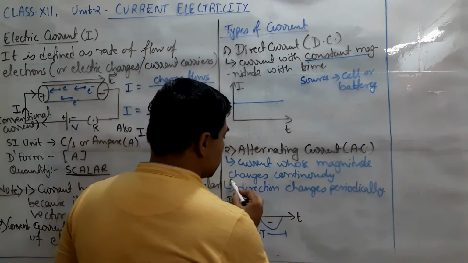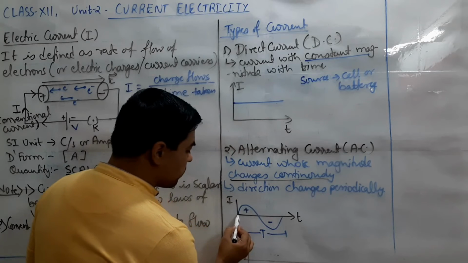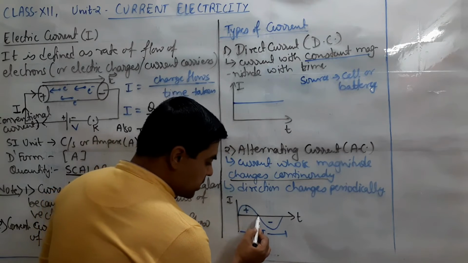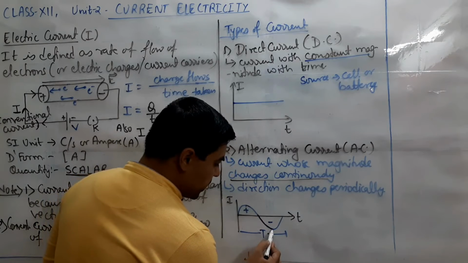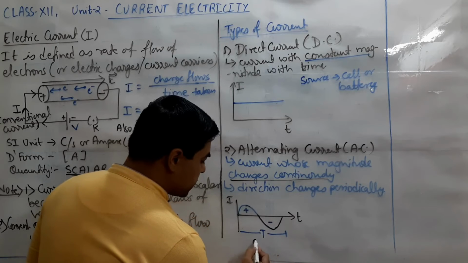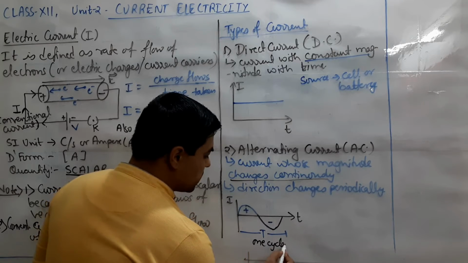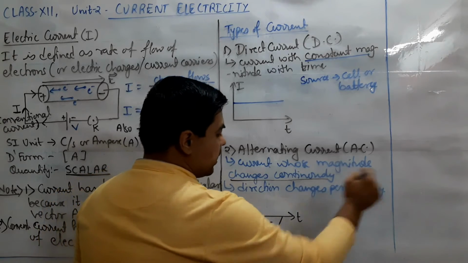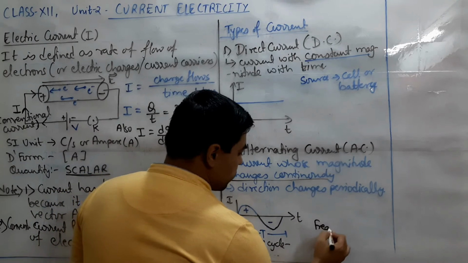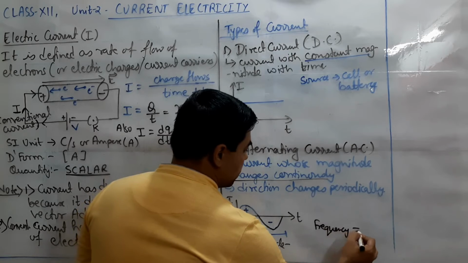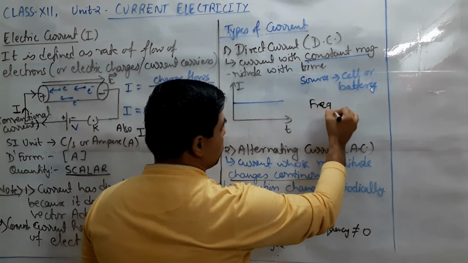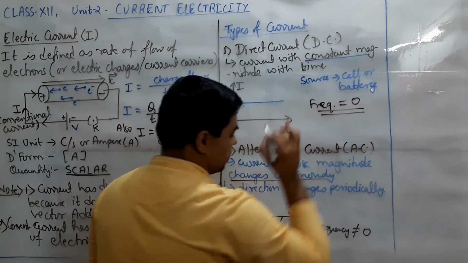Here the magnitude is changing continuously. It starts from 0, goes to maximum, then comes back to 0, then changes its direction, goes to maximum again on the other side, and then comes back to 0. This is one complete cycle. This cycle repeats itself again and again continuously and produces a certain frequency. So that frequency will have a certain value, meaning it will not be 0. Here, for direct current, the value of frequency is always 0.